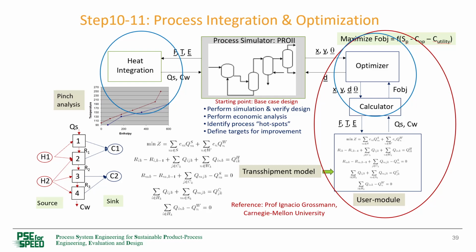The blue circles indicate sequential heat integration and process optimization. The red circle indicates the simultaneous heat integration and process optimization. Here, the integration problem, represented by the transshipment model, is added to the calculator of the optimizer as an external module with its own LP solver for the transshipment model. It is well known that the simultaneous option gives better optimal solution than the sequential option. The next slide shows the setup in AVEVA Pro 2 simulation system.